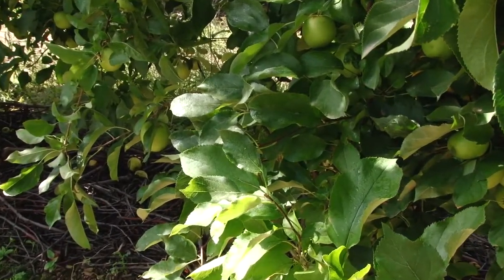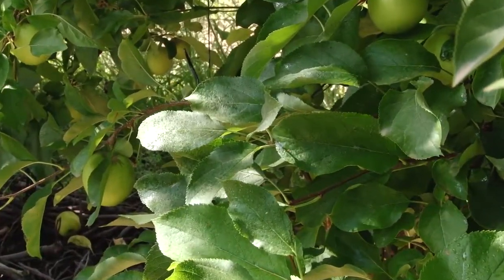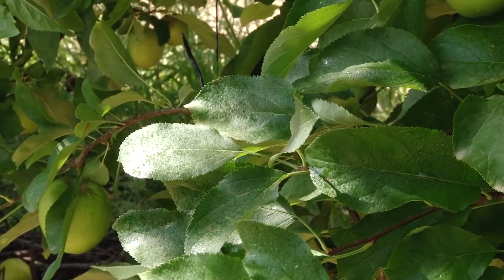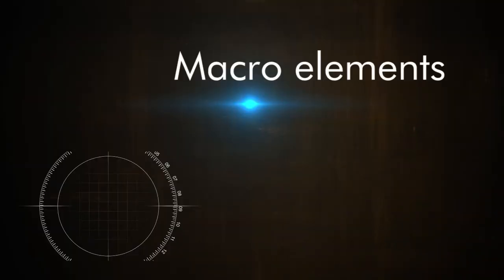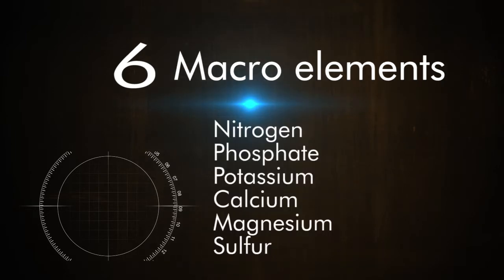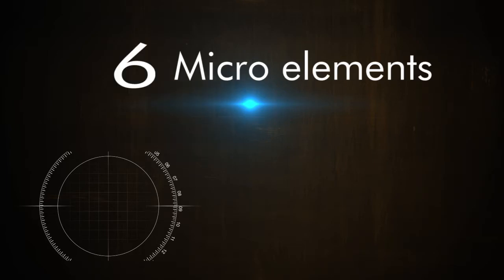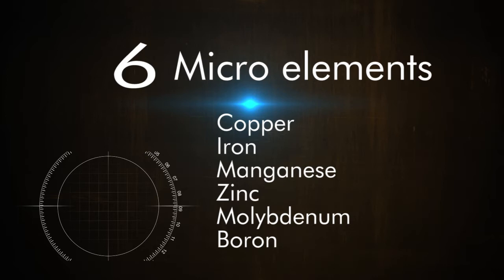Elements are divided into two groups, those which the plant uses a lot and those that the plant uses just a little of. The minerals that the plant uses a lot are known as the macro elements. There are 6 macro elements, and these are nitrogen, phosphate, potassium, calcium, magnesium, and sulfur. The minerals that the plant takes up in small quantities are known as microelements, and the plant needs the following: copper, iron, manganese, zinc, molybdenum, and boron.